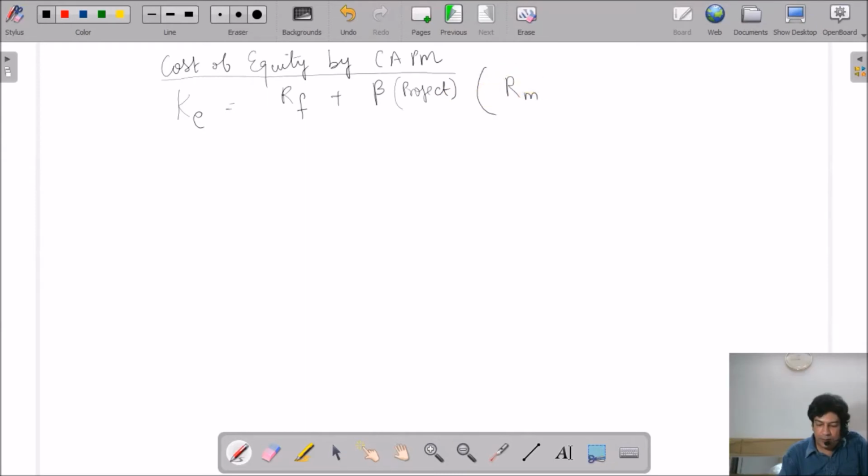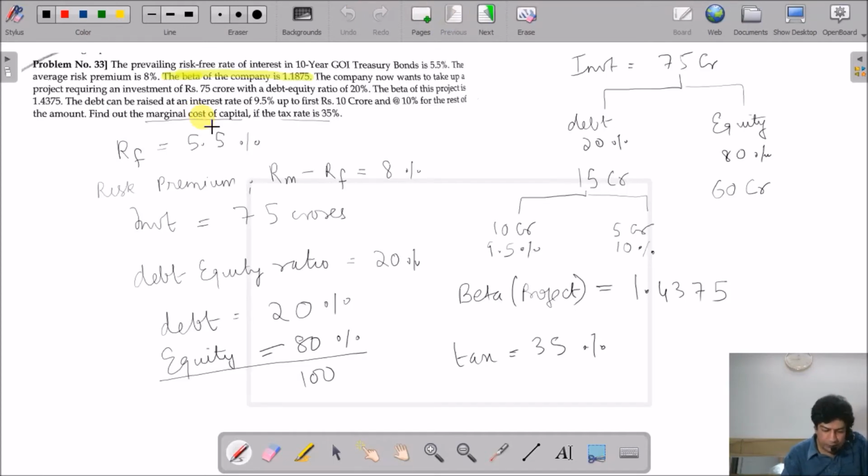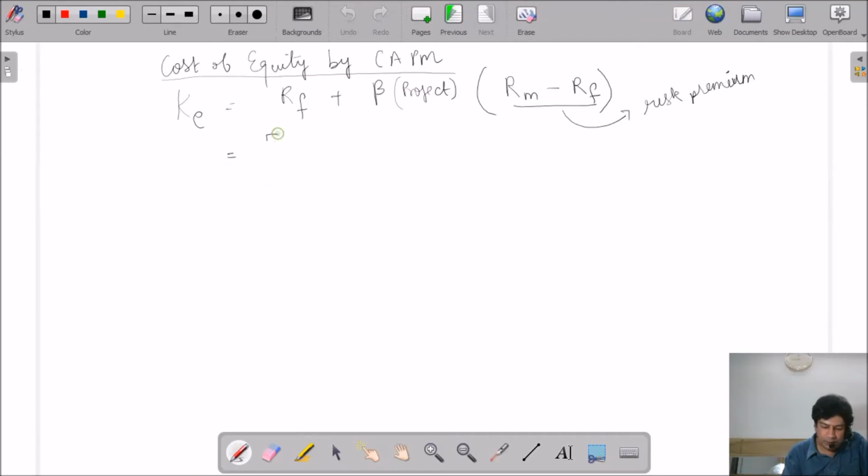And return of market minus the risk-free rate, together you know that it is called risk premium. So we have already discussed this earlier. Now the risk-free rate is 5.5%.